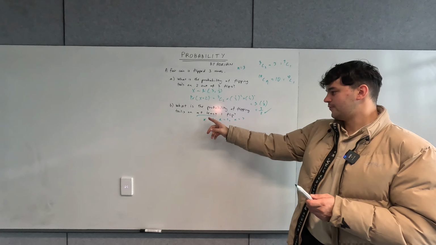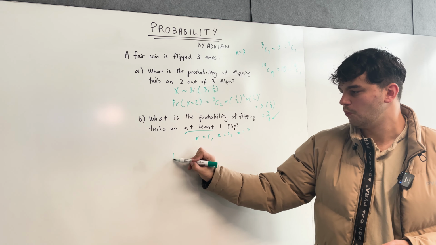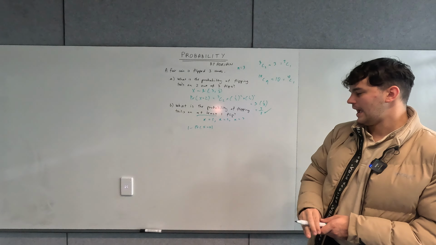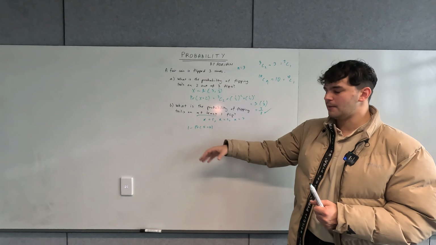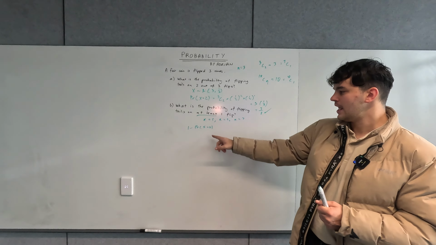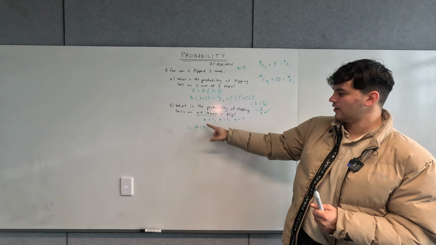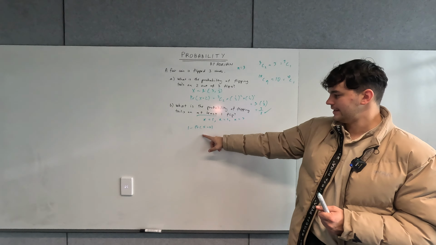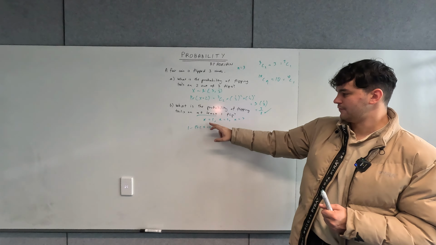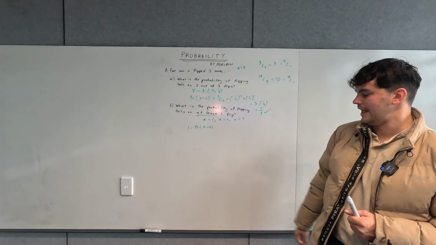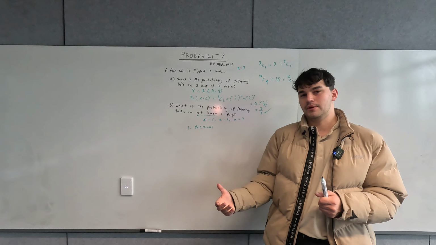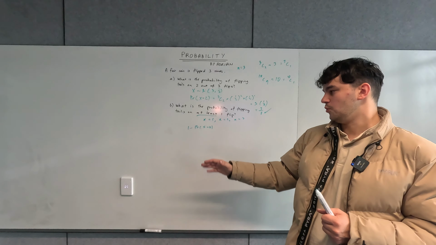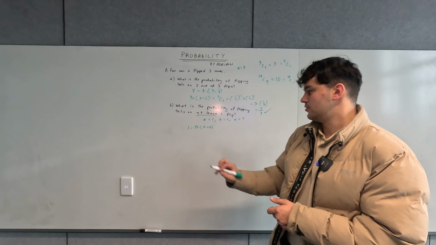So what we do for at least 1 flip is we just do 1 minus the probability that x is equal to 0. And the reason why we can do that is because all of our possible outcomes will add up to 1, and x is equal to 0 is the only outcome that's not included in that set. So if you just go 1 minus the probability that x is equal to 0, we're going to be left with x is equal to 1, x is equal to 2, and x is equal to 3. All those probabilities added together. So the fact that all of our probabilities add to 1 is a very useful tool used in binomial distributions.